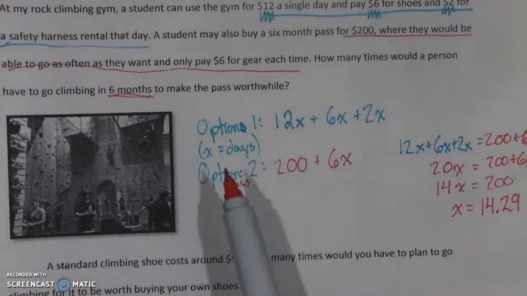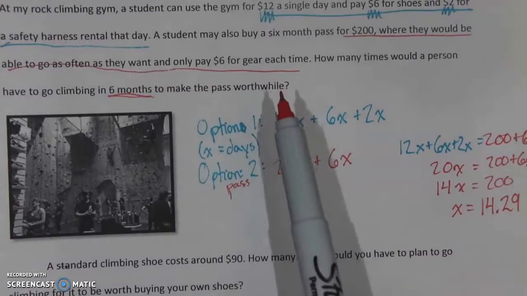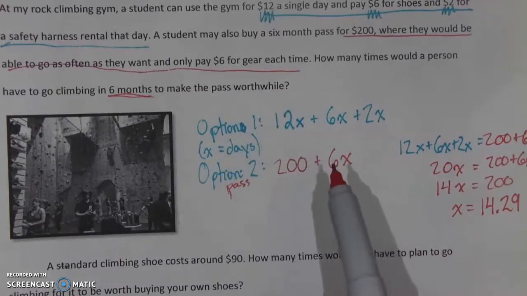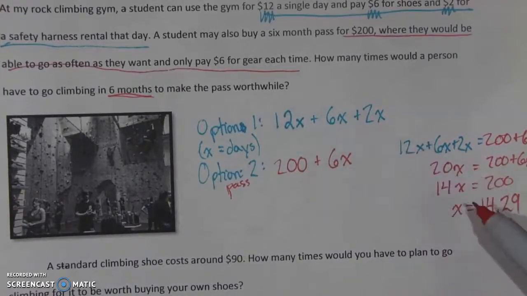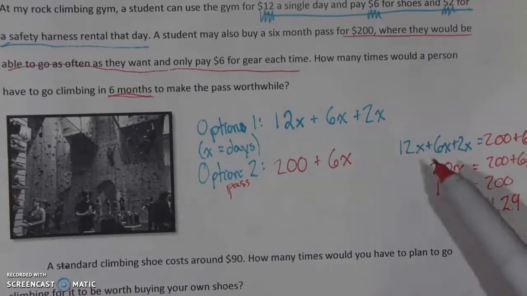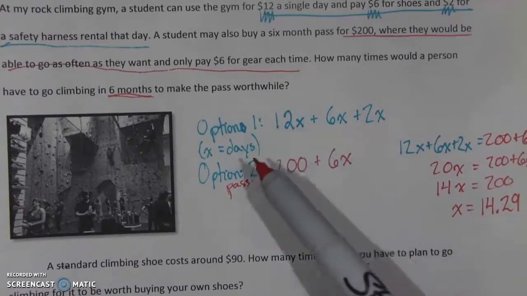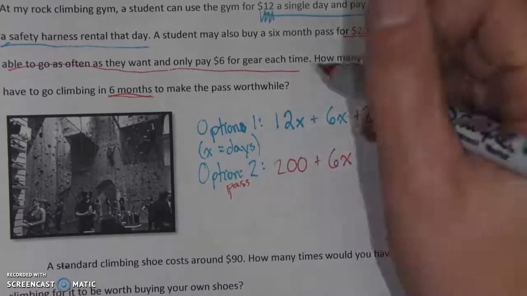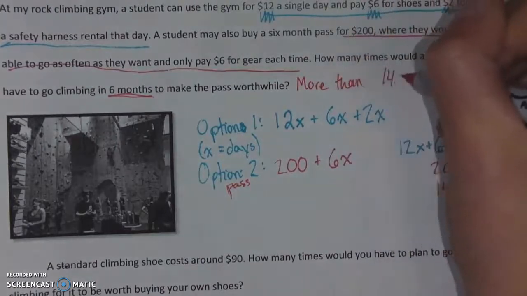Now what that means though is which one will be more worthwhile, or when will the pass be more worthwhile? Well, notice how I pay a lot for the pass right away, but after that it gets cheaper with every visit, right? Because I'm only going to be paying $6 per visit instead of $20 per visit. So that means if I go more than 14 times, the pass will be worthwhile because I will be paying less than I would for that additional visit as opposed to option 1. So my final answer is more than 14 times.